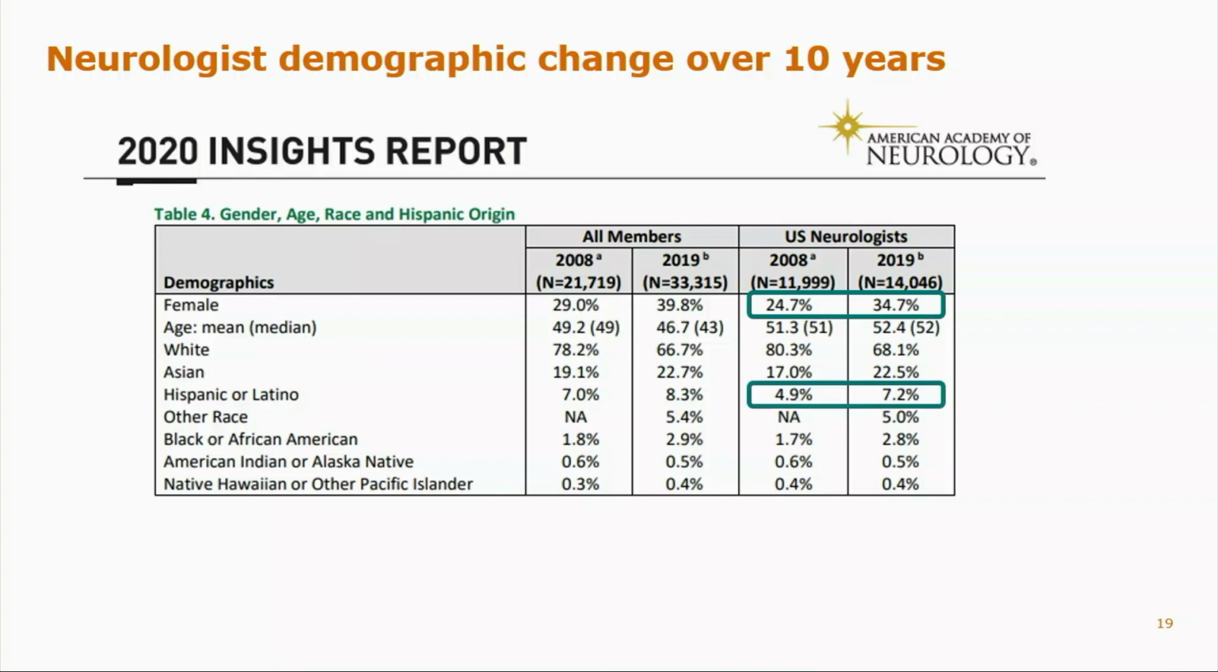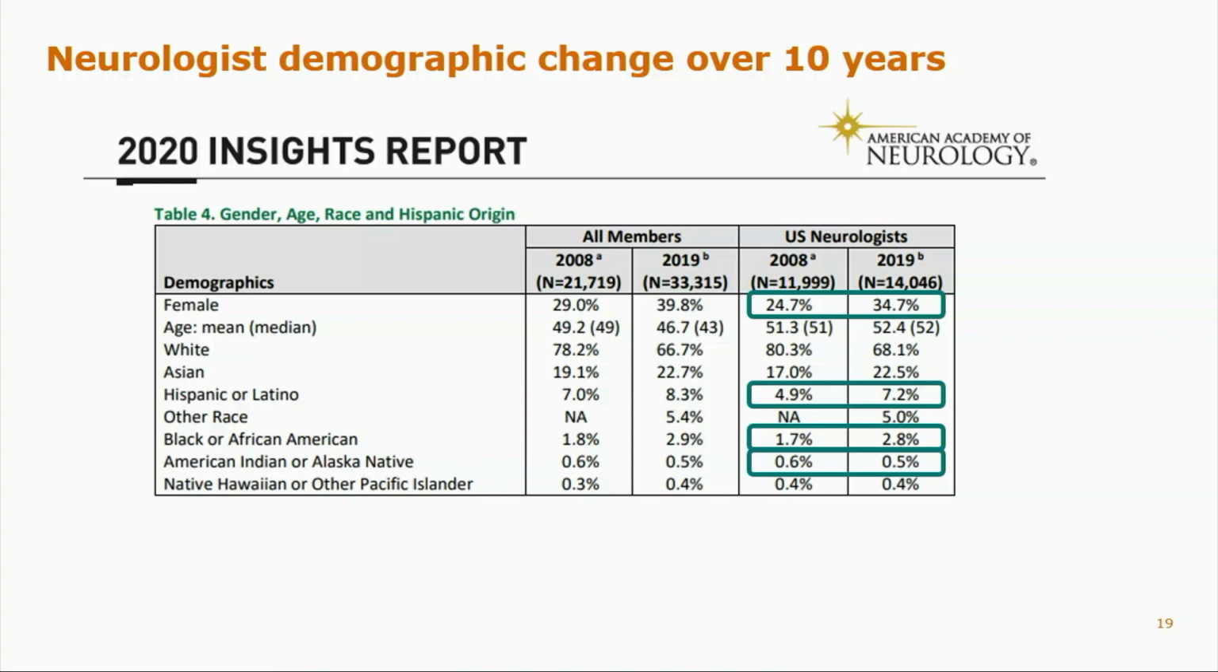But you can see there has been more progress in some areas than others. Hispanic or Latino neurologists increased from about 5 to 7%, Black or African American only from 1.7 to 2.8%, and American Indian and Alaskan Native actually decreased from 0.6 to 0.5%. So this is a big problem.